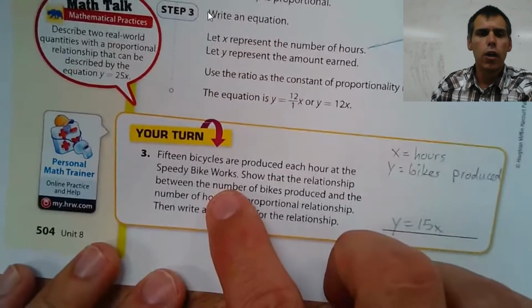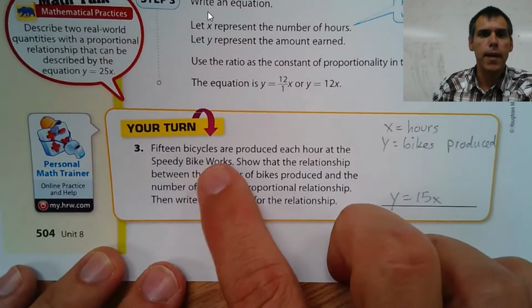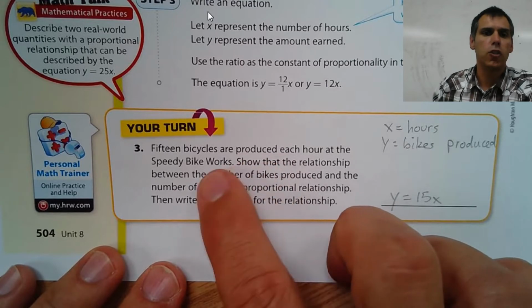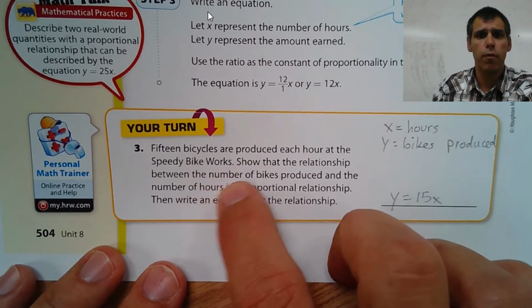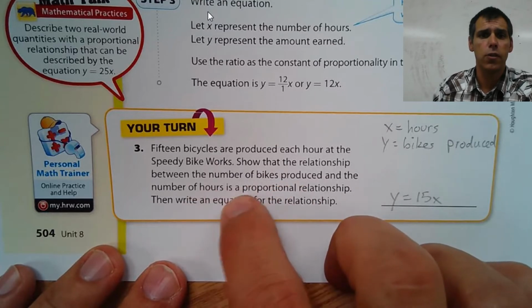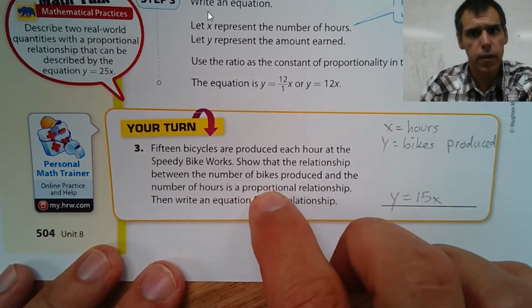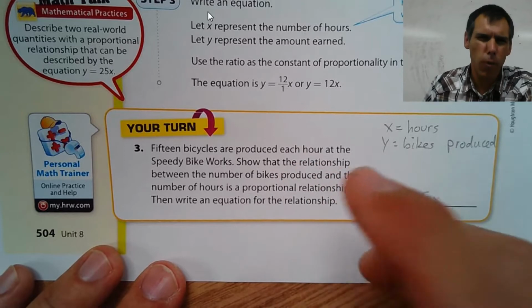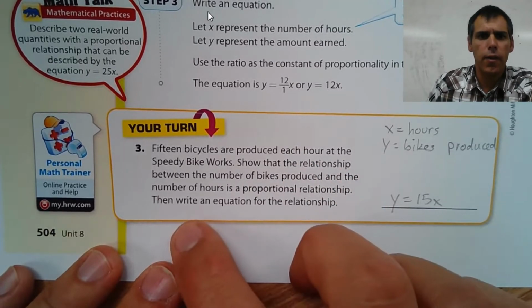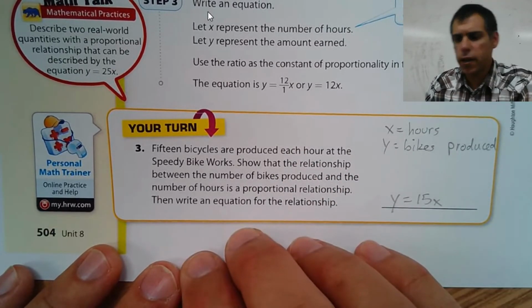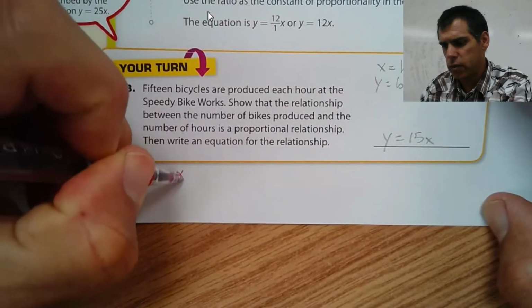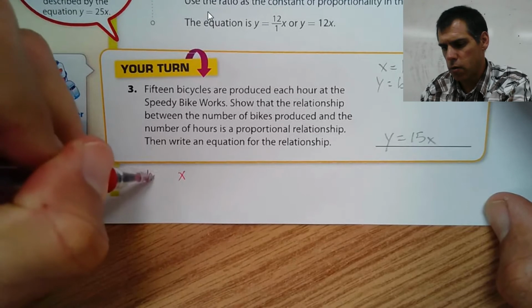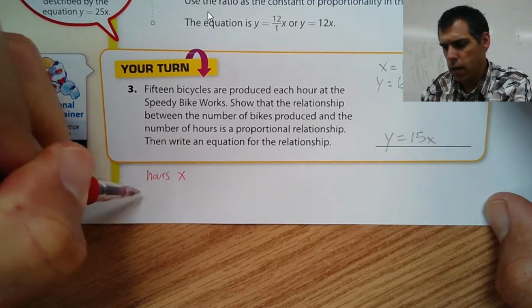Okay, so here, 15 bicycles are produced each hour at the Speedy Bike Works. Show that the relationship between the number of bikes produced and the number of hours is a proportional relationship. Well, it's done each hour, so it's going to be proportional. And then write the equation. Well, what I could do is make a short table. So x is hours and y is bikes made.